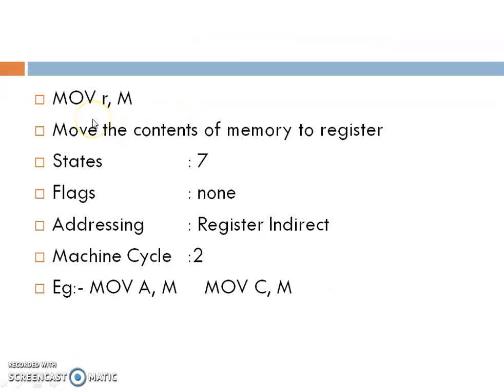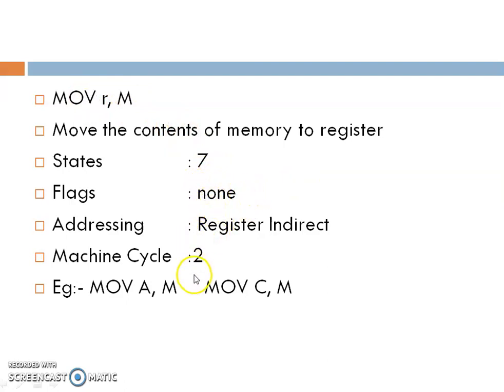Then move R comma M. The contents of the specified memory location are transferred to the register. The contents of which memory location are to be transferred is specified in the HL register pair. Therefore, it comes under the category of register indirect addressing. The address of the memory location is specified indirectly in the HL register pair. And in this case also none of the flags are affected.